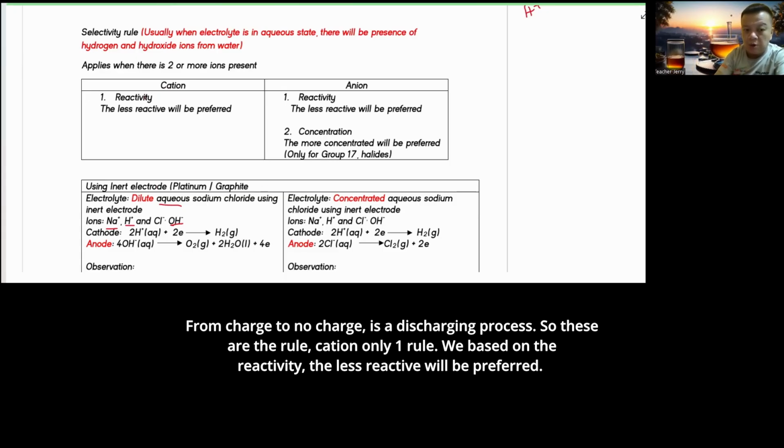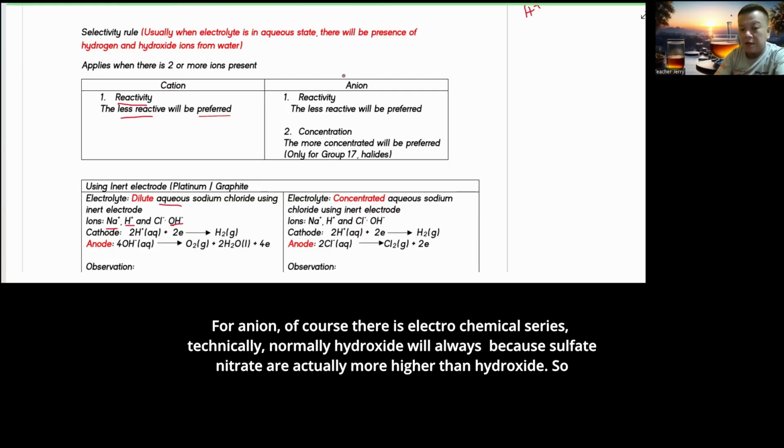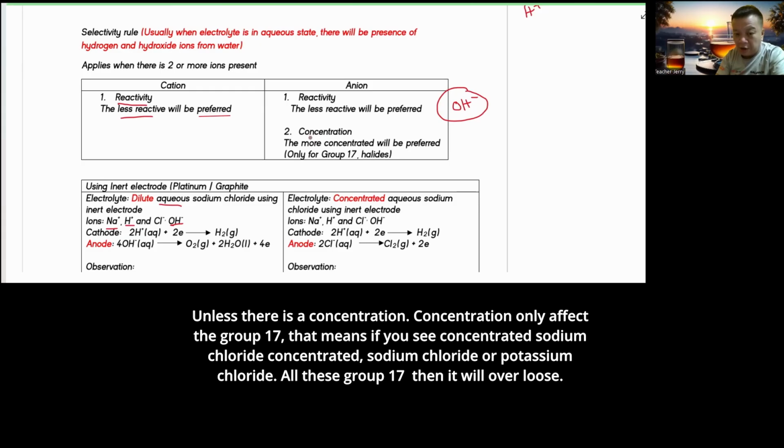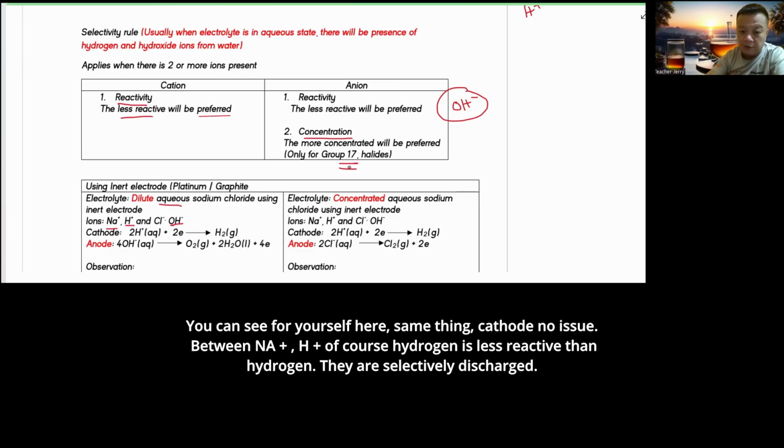For cations, only one rule. We base on the reactivity. The less reactive will be preferred. For anions, of course there's the electrochemical series. Normally hydroxide will always be discharged, because sulfate and nitrate are much higher than hydroxide. Hydroxide is one of the least reactive. Unless there's a concentration, but concentration only affects group 17. That means if you see concentrated sodium chloride, concentrated sodium fluoride, or potassium fluoride, all these group 17, then it will overrule.